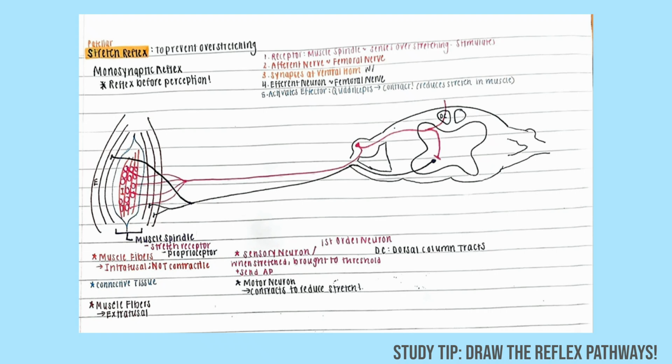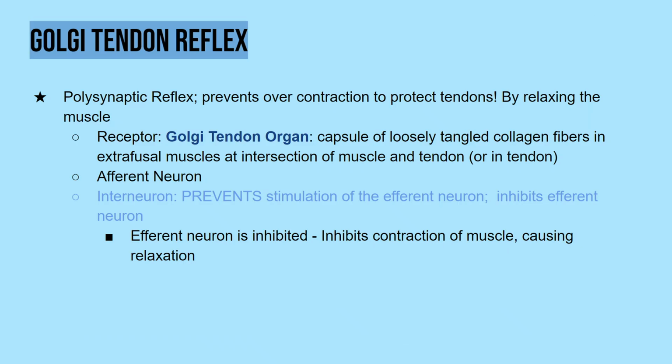So just to also show what we're talking about, if your muscle is stretching, so say you were going like this and stretch is initiated here, this reflex would just initiate contraction. So you're not overstretching the muscle, if that helps you visualize. Next is the Golgi tendon. So this one's polysynaptic, which means there's an interneuron. And now we're preventing overcontraction by relaxing the muscle instead of the opposite.